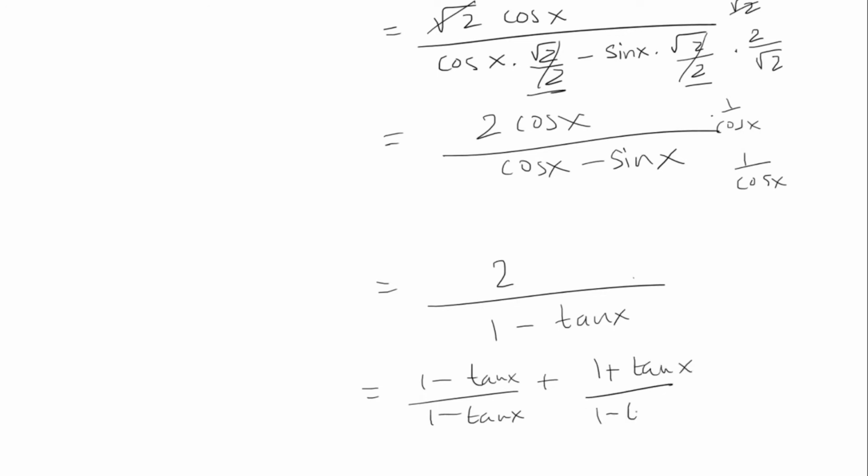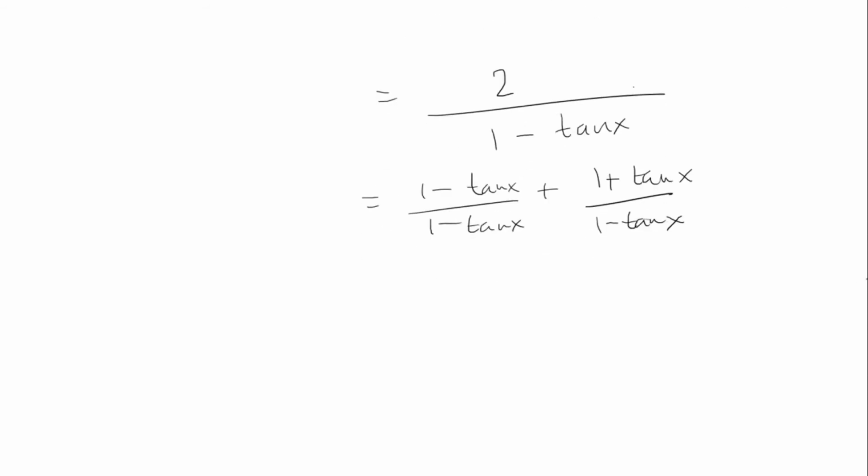over 1 minus tangent. Okay. So if I were to add this, I would have a common denominator of 1 minus tangent. And then the tangents will cancel, and I have 1 plus 1 is 2. Okay, so those are equivalent. So I'm just going to simplify. This is 1 plus tangent of x over 1 minus tangent of x.